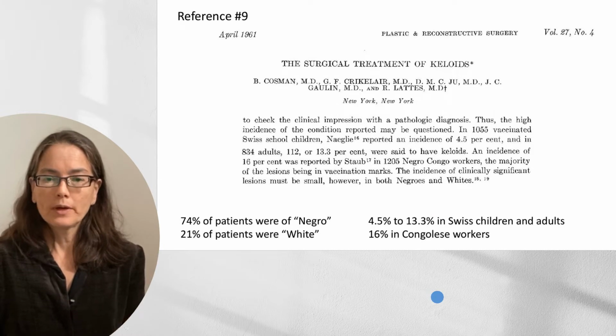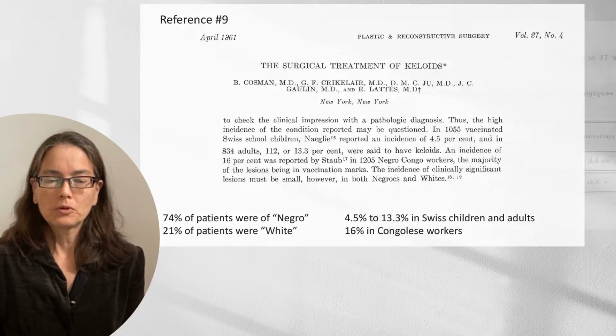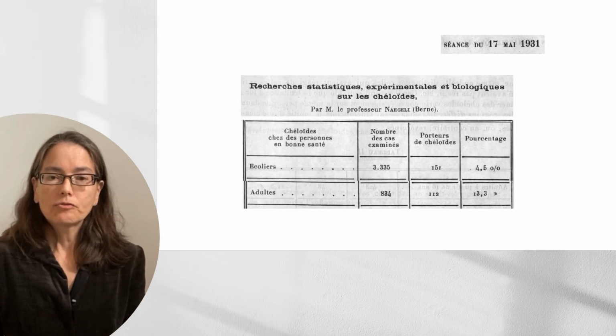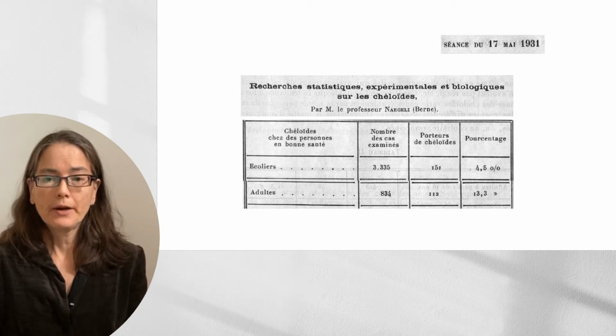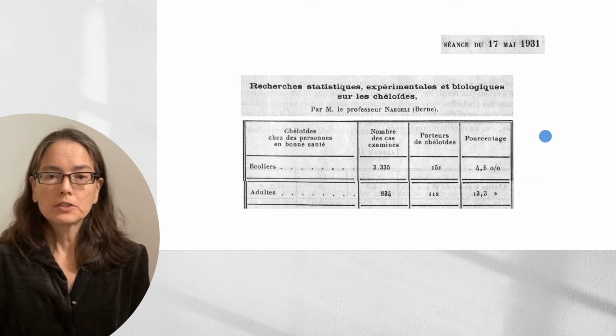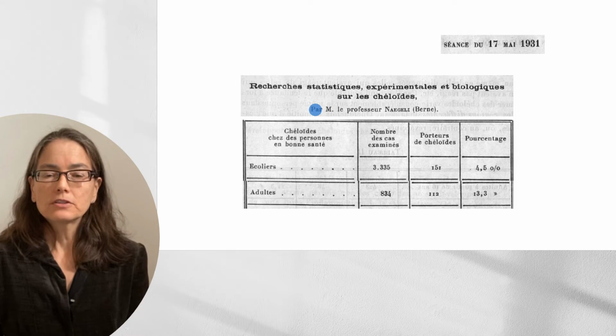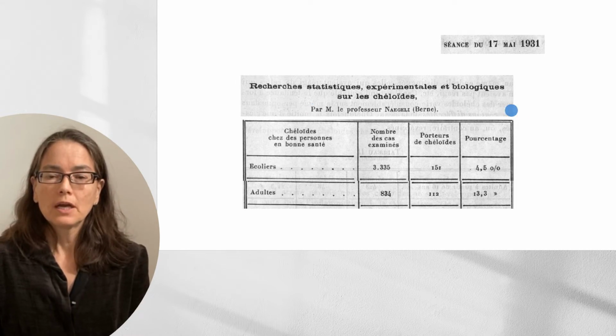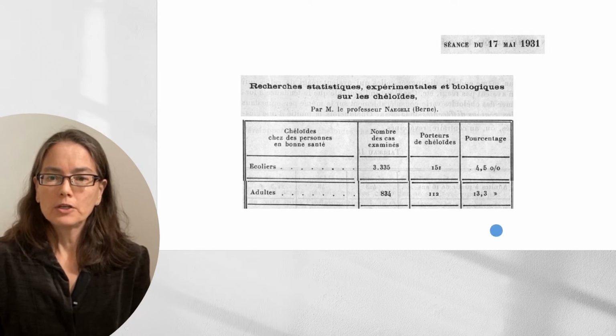Now, because at this point I trust nothing in the literature, I have to pull this article. It is in French. Fortunately, I lived in Paris for a year, so I'm able to read these. So this is looking at statistical, experimental, and biological research on keloids. This was done in Bern, Switzerland. And you can see, in fact, that 4.5% of écoliers, or school children, had keloids compared to 13.3% of adults.